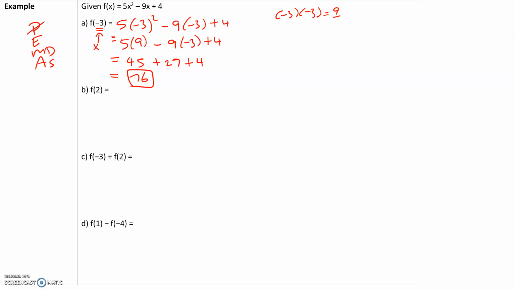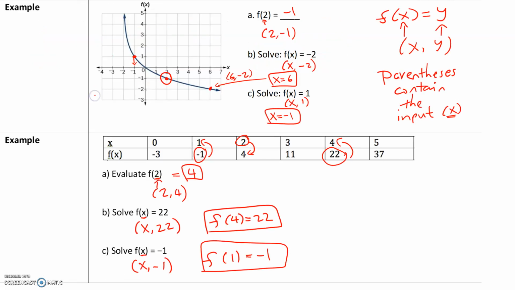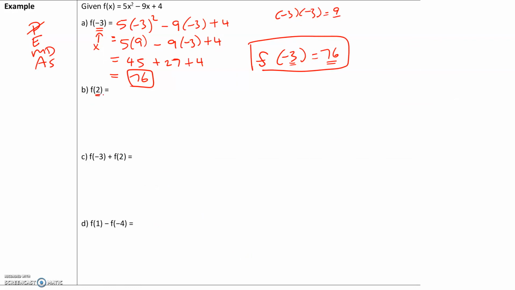Okay, let's do the next one, f of 2. For proper notation, I'm going to write f of -3 equals 76. That means when the input is -3, the output is 76. Now f of 2, so the input is 2. Our x value is 2. So instead of x, we have a 2, because the x always gets replaced with the input. So we have 5 times 2 squared minus 9 times 2 plus 4.